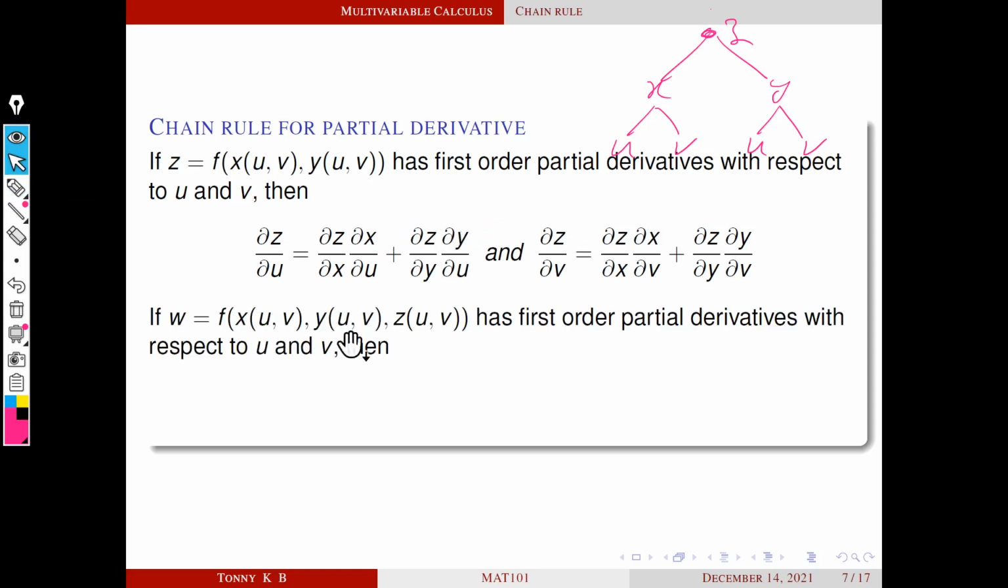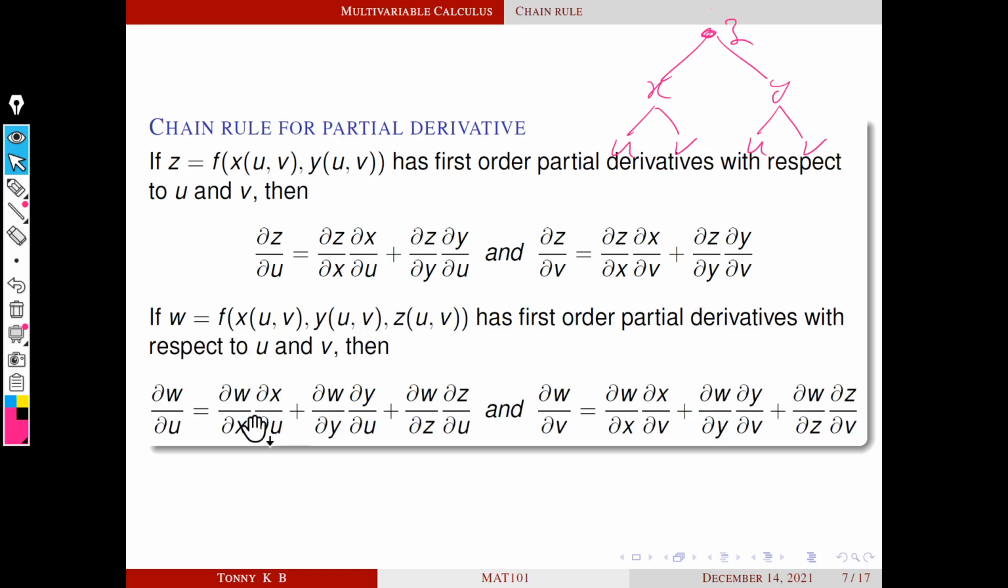In particular, for the three variable case, suppose w depends on x, y, and z, and x, y, z depend on u and v. Then it is clear that w is a function of u and v, right? So you can find dou w by dou u and dou w by dou v, and this is the chain rule for evaluating dou w by dou u and dou w by dou v. It's analogous to this one. Okay.